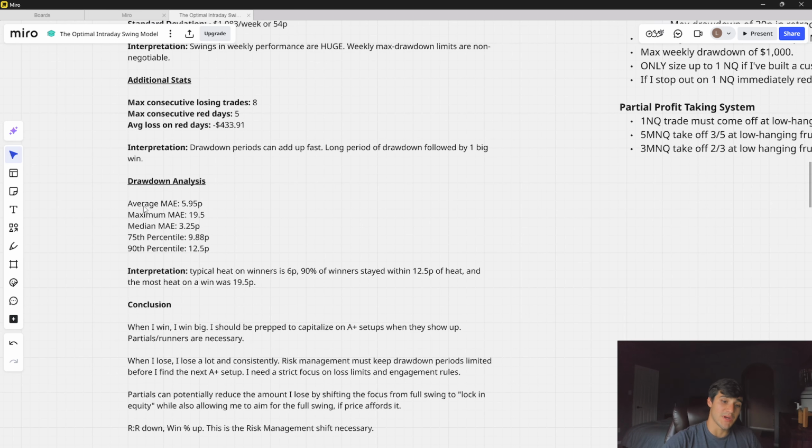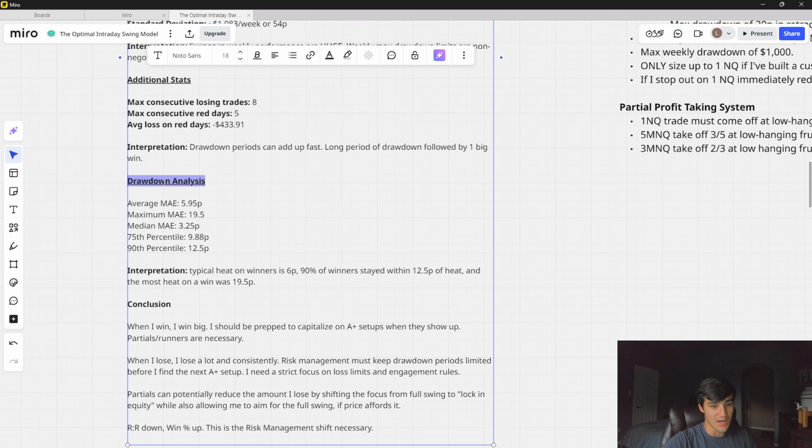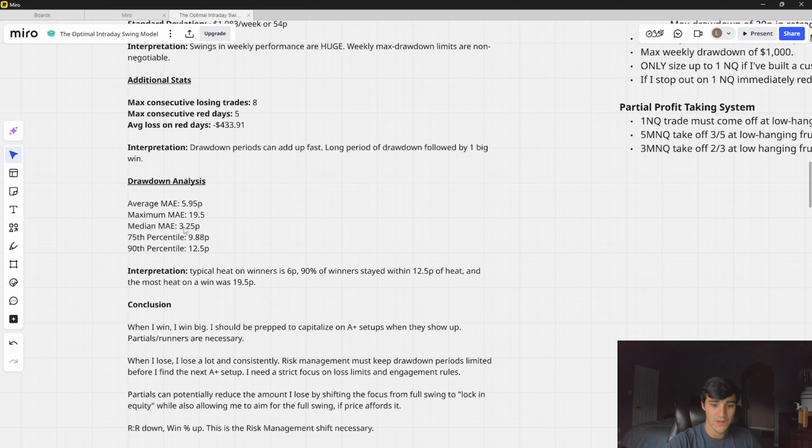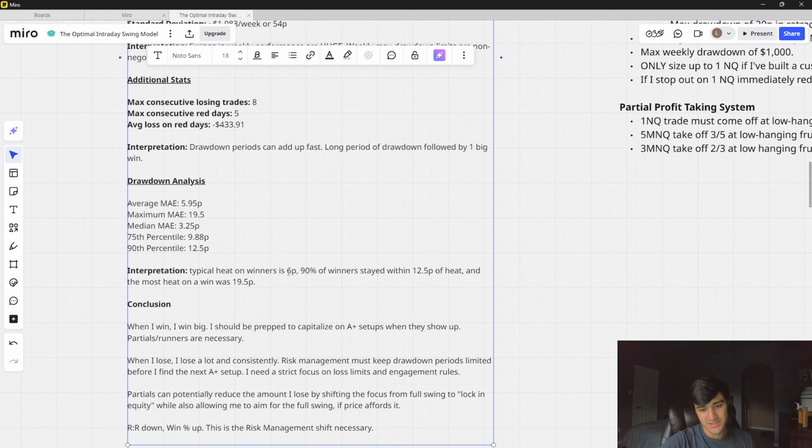So drawdown analysis, my average MAE is 5.95 points. My maximum MAE is 19.5 points. Median MAE is 3.25 points. The 75th percentile of that is going to be around 10 points. The 90th percentile of that is going to be 12.5 points. So this is basically just measuring the average drawdown that I'm taking on my winning trades. This is my drawdown analysis, so I can get an idea of how much I should be risking per trade. So the typical heat on a winning trade is going to be 6 points. 90% of winners stayed within 12.5 points of heat, and the most heat on a win was 19.5 points.